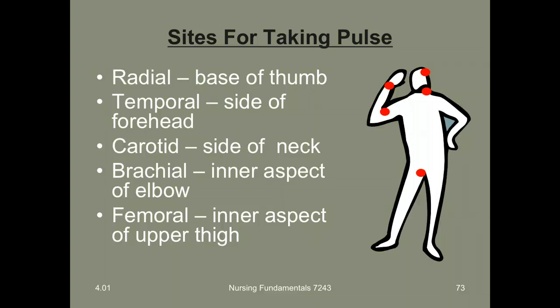Carotid is at the side of the neck. Brachial is at the inner aspect of the elbow and is usually the one we use for infants. And femoral is the inner aspect of the upper thigh at the groin.